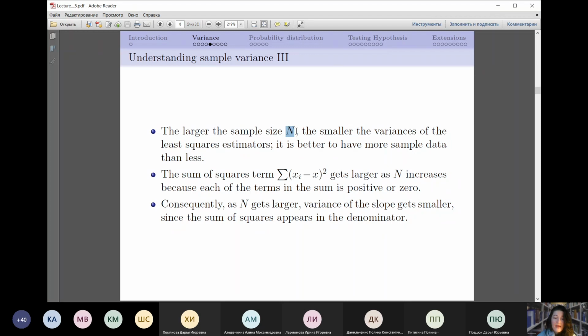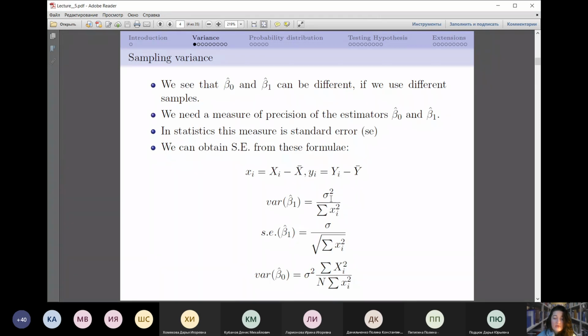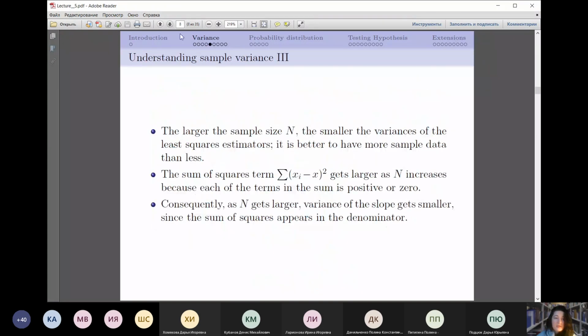Let's name this n. So the sample size, of course, appears in each of the variances, because each of the variances consists of some observations. And also, let's again take a look at the formula. You can find that the number of observations appears explicitly in the formula of the variance of the intercept here. So let's return to our slide.